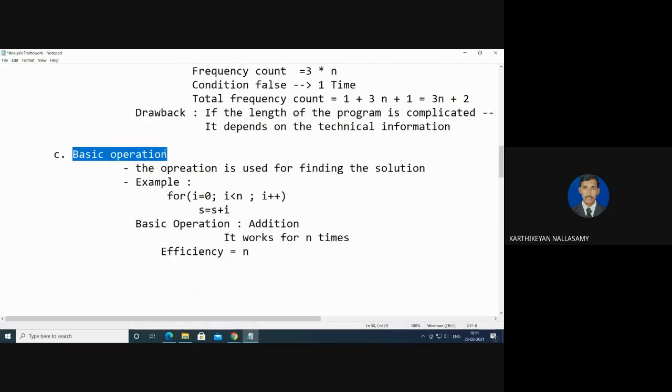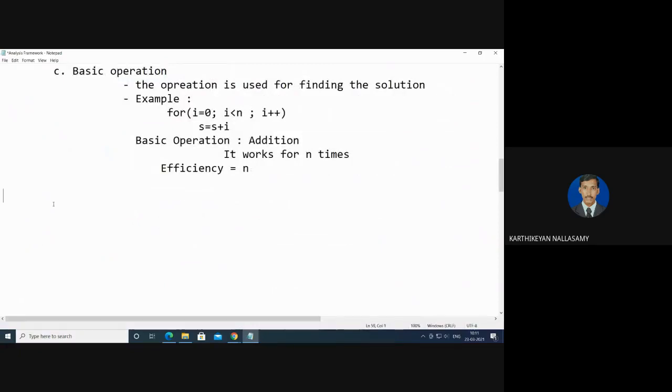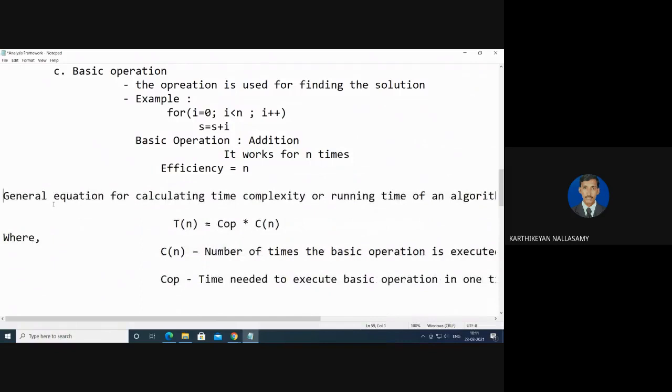Counting the number of times the basic operation is executed is the best way for calculation of the efficiency. Now I'm going to define the general equation for calculation of the basic efficiency. This is a general equation for calculation of the time complexity, that is the running time of any algorithm, called the time complexity for solving the input size n. It is approximately equal to C_op, written in subscript, into C of n. C of n means the number of times the basic operation is executed. That is called the efficiency of the algorithm, and C_op indicates the time needed to execute the basic operation one time.